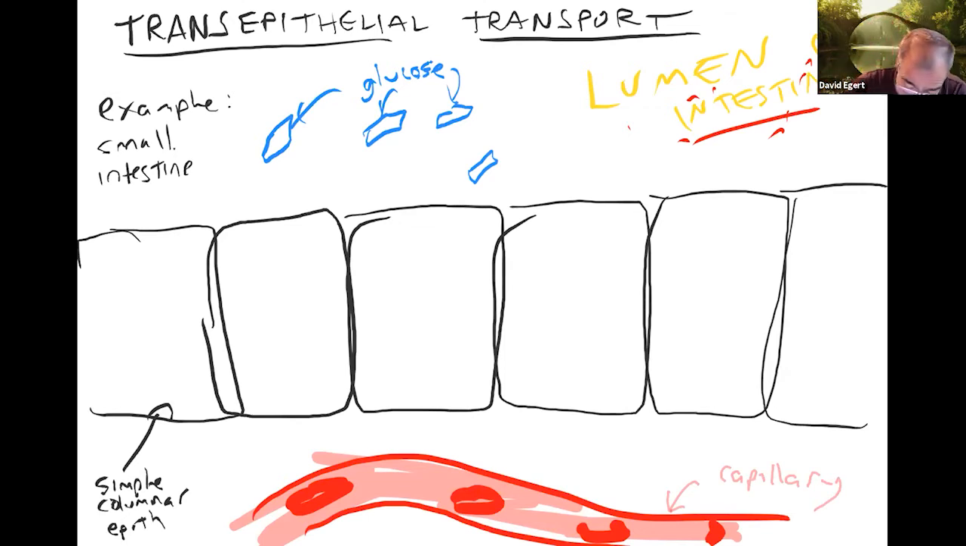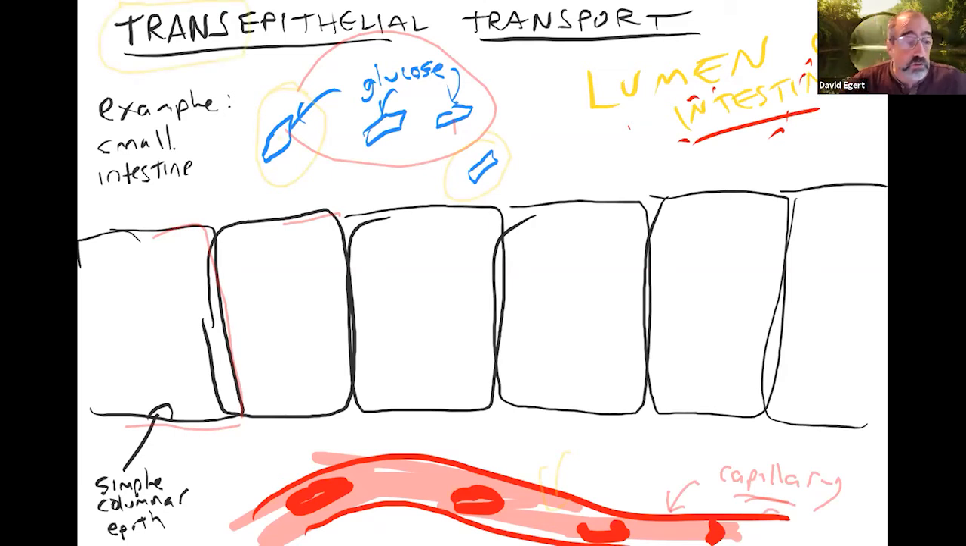So I have the glucose up here in the lumen. I have the simple columnar epithelium making this boundary between the lumen and the inside of my body, where the blood vessel, the capillary, is. I need now to figure out how I am going to get the glucose from here into here. So that's transepithelial transport. I'm crossing an epithelium. I need to bring the glucose into here.